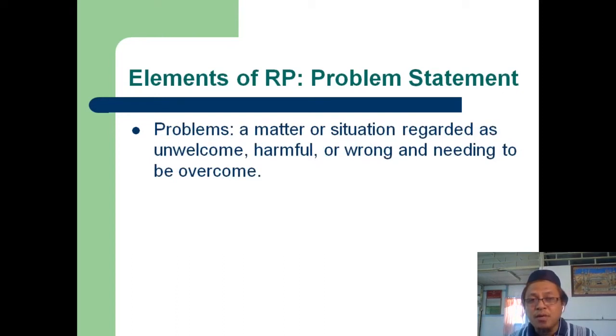Okay, so a problem is a real situation that is considered unwelcome, harmful, or wrong, needing to be overcome. That means you have to solve the problem. So for example, faulty output by the knowledge portal. You execute a certain function, and you get erroneous output from the knowledge portal. Systems embedded in the knowledge portal did not produce accurate output. So that means there's a problem in the algorithm of the information system.